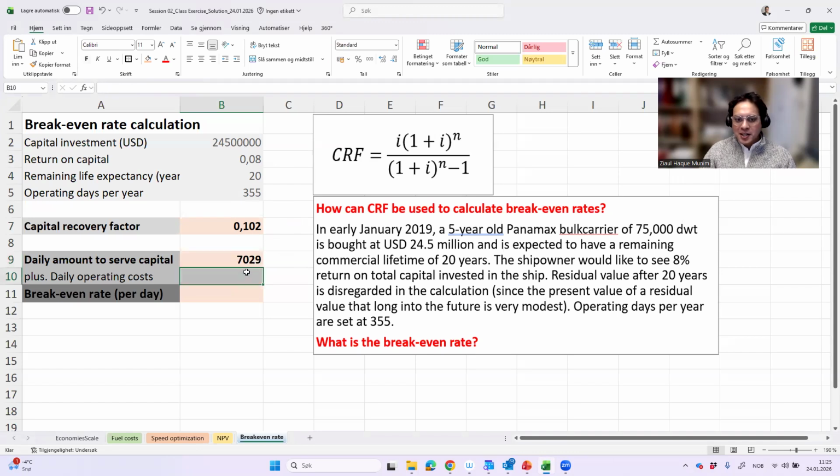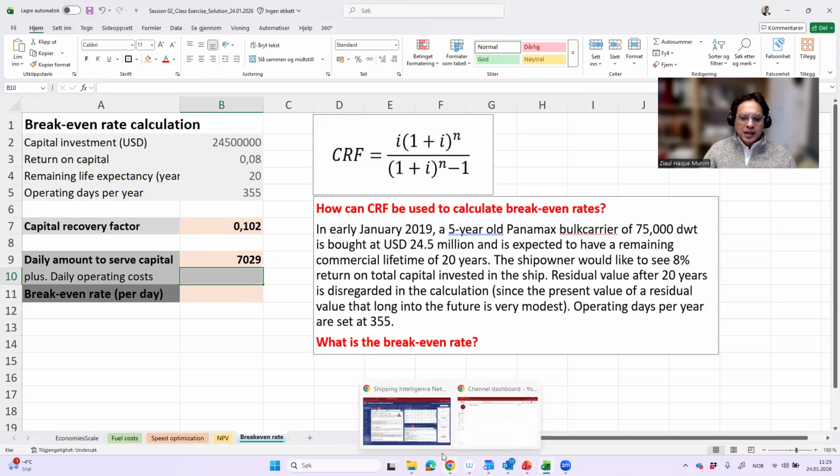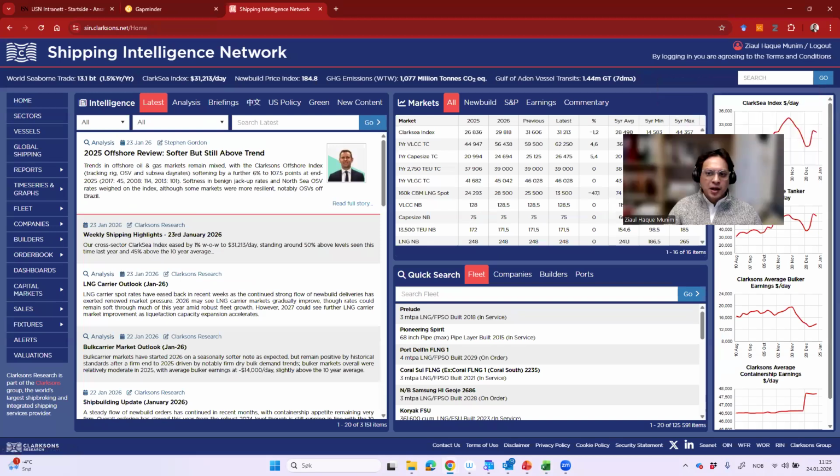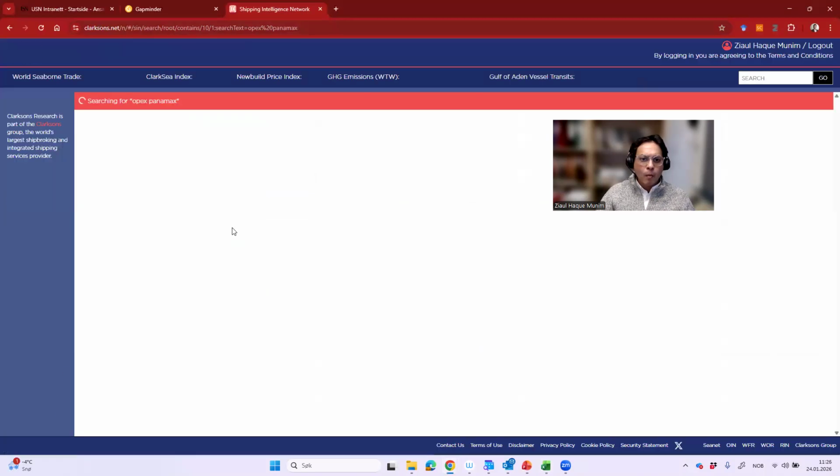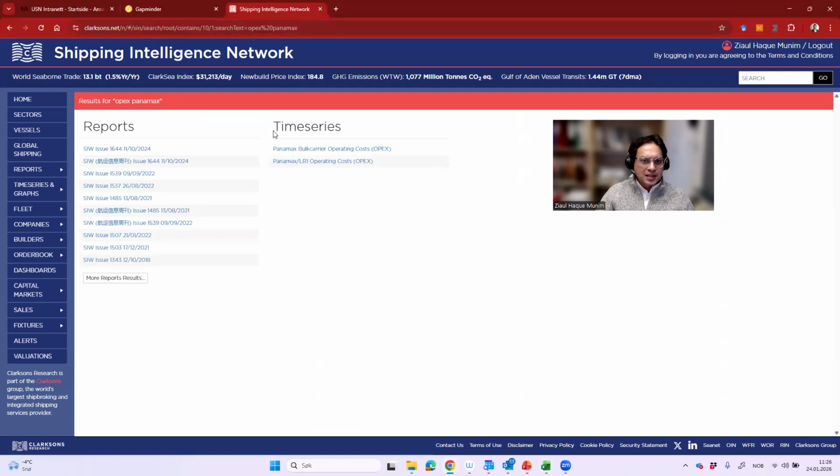Then you will normally have other expenses, and we need to add that part as well. Then you will have a break-even rate, right? So now for a Panamax bulk carrier, what will be our daily operating expense? Do we know it already? If not, we can just go to Clarkson. Here we can try to go with the time series and find it out, but also here in the search tool, you can see we have a search. So I write OPEX Panamax. We should get something. It gives me this time series, Panamax bulk carrier operating cost. I open this one.